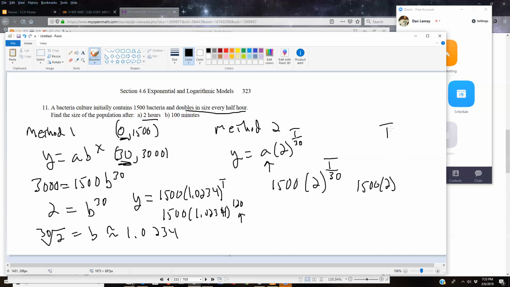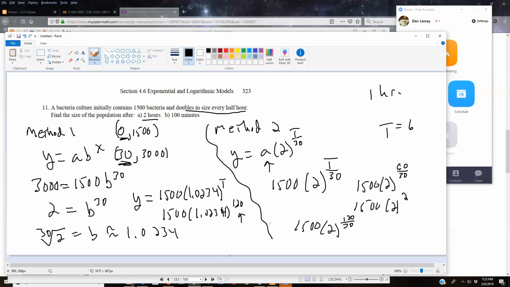If t equals 1 hour, t is equal to 60. So 60 divided by 30. Well, that's going to be 2 doubling periods, 2 to the second. Okay, and then for 2 hours, I'll do 120. So I'll do 1,500 times 2 raised to the 120 divided by 30, which would be 4 doubling periods. Right. So this method seems easier, but it only works when things are doubling.